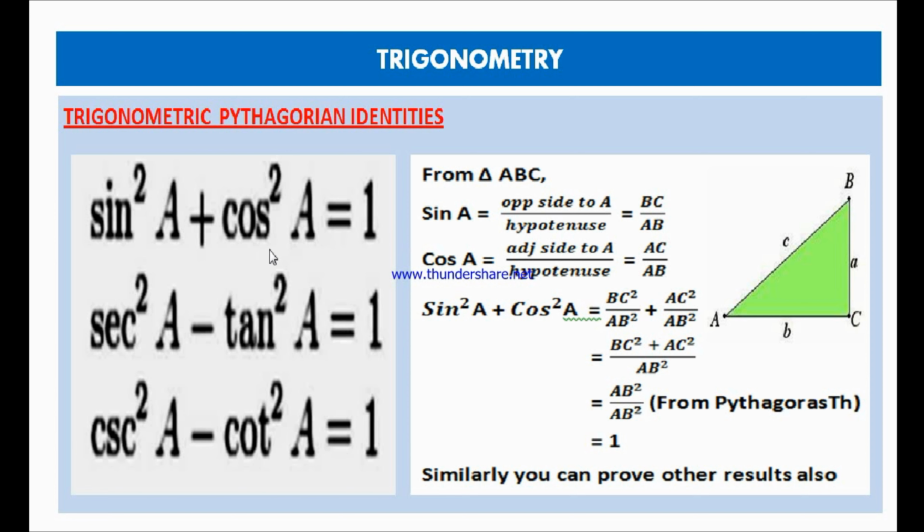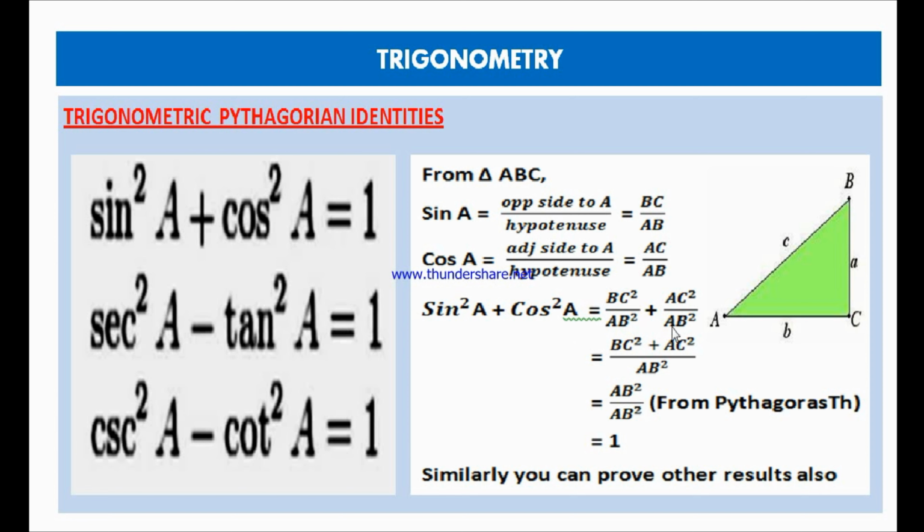Of course, we have to prove that this is equal to 1. Okay, let us take LHS, sin square A plus cos square A. We have the value of sin A already. It is sin square, meaning let us square both numerator and denominator. That is BC square by AB square plus cos square A. Cos A is AC by AB. Therefore, cos square A is AC square by AB square.